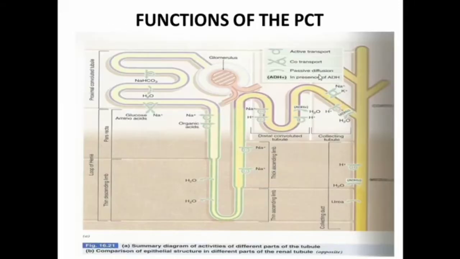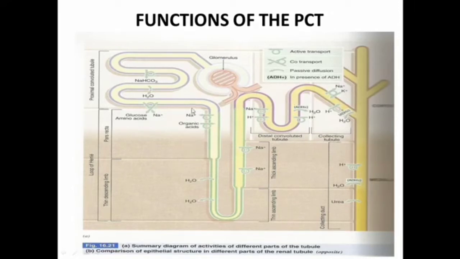Now coming toward the functions of the PCT. The functions of the PCT are explained by this picture, but first we will have to go through this key. You see here in this corner there is a key for this figure. You can see here a circle with an arrow. It shows active transport. You see two arrows and one circle. This is the co-transport. A simple arrow is passive diffusion, and if something is happening under the influence of ADH, it will be written there.